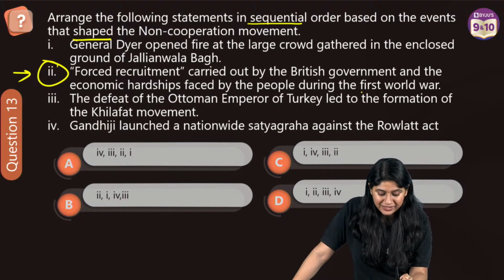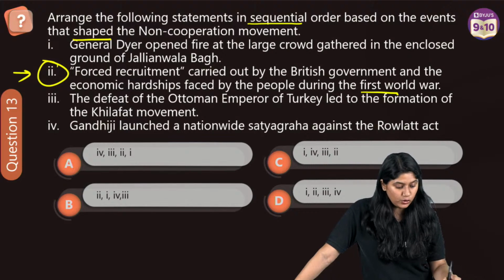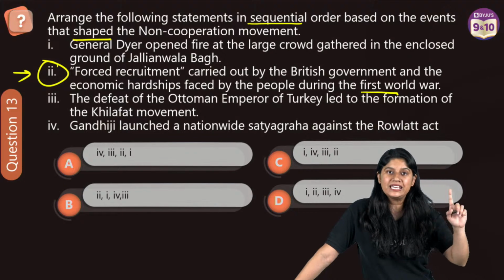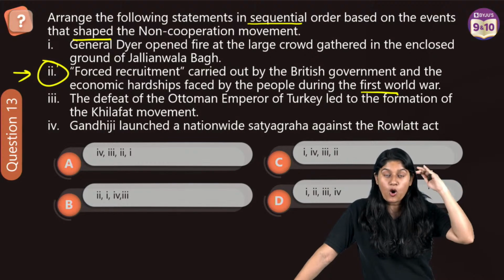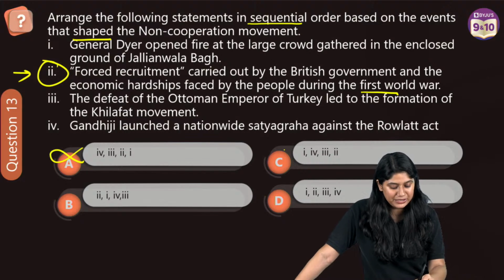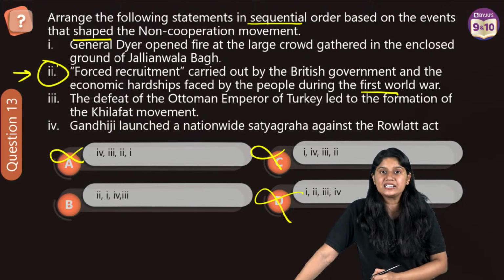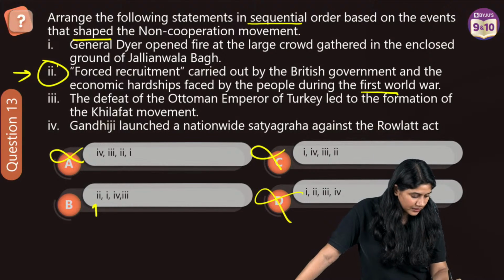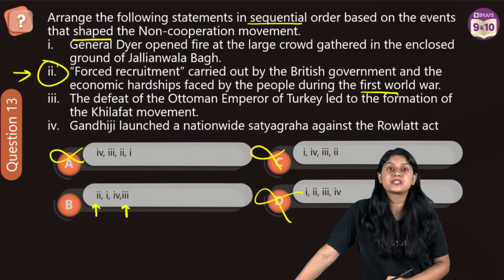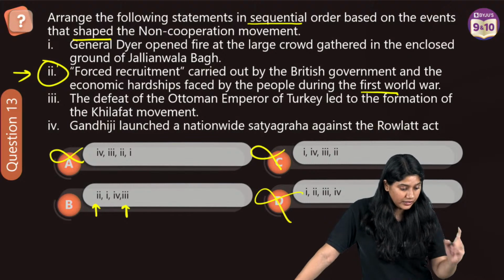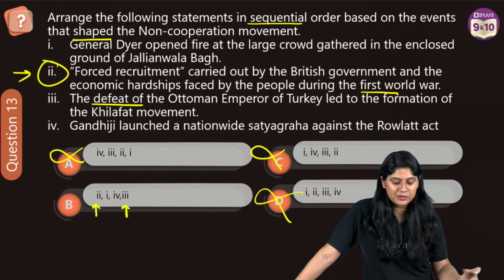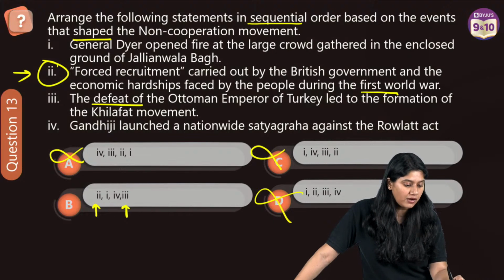So over here, that's the biggest hint we have. The option with only the second option as a first order is option number B. So all of these questions are invalid now. The first and the third part is absolutely clear. The third is that the defeat of the Ottoman Empire of Turkey led to the formation of the Khilafat movement.